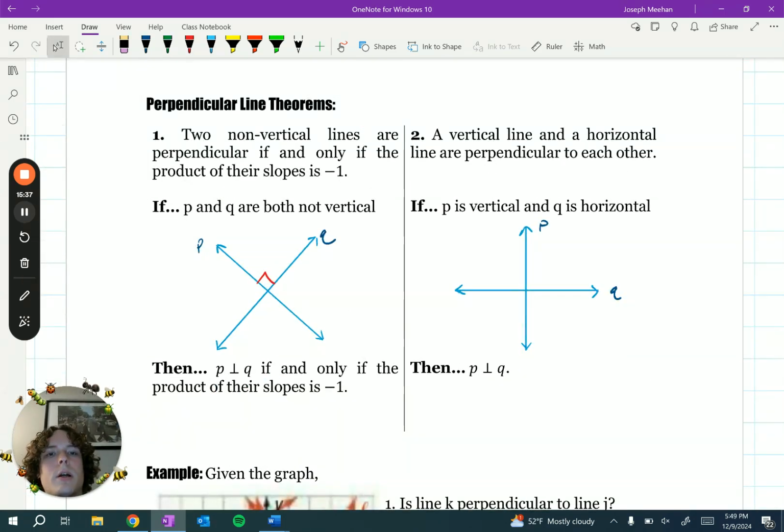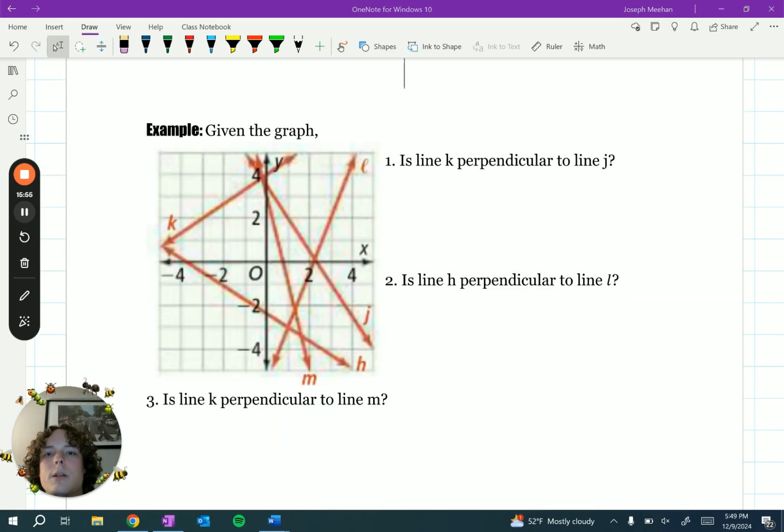Part 2 here says a vertical line and a horizontal line are perpendicular to each other. So if P is vertical and Q is horizontal, then P is perpendicular to Q. And again, we have to have the second part because the slope of a vertical line is undefined. So it makes it kind of hard to put into this theorem in general. So we have to have the part twos, okay?